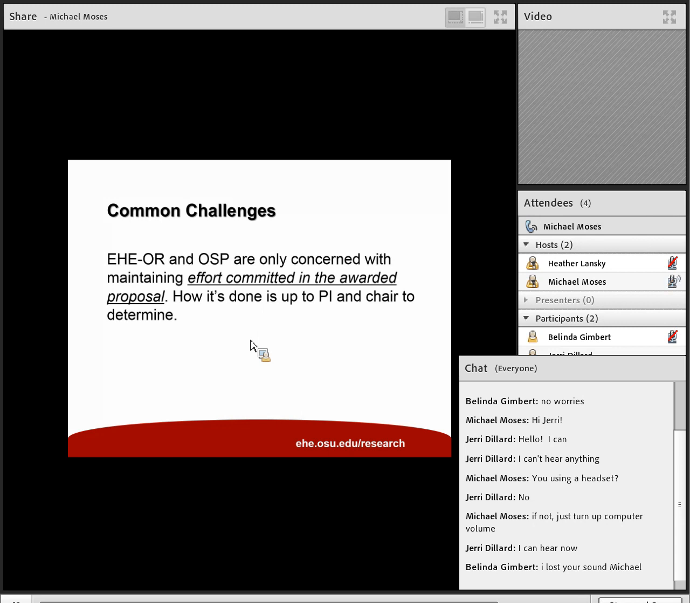From a grants management perspective, we just need to make sure we are fulfilling the duty to the sponsor. And if we're not, that's fine. We just need to communicate that to the sponsor and get it approved.